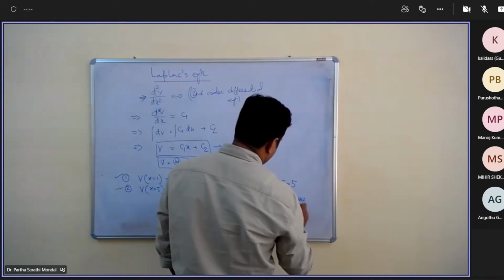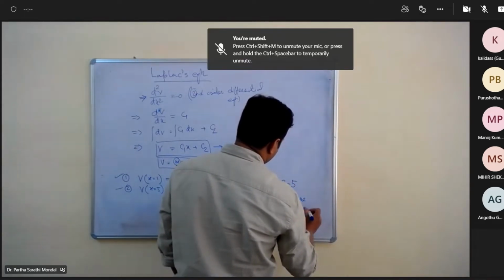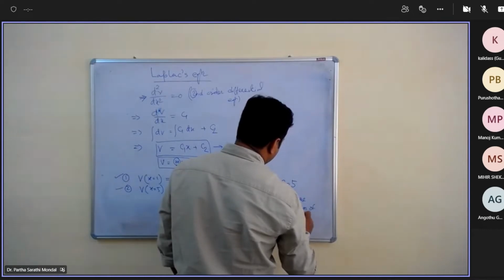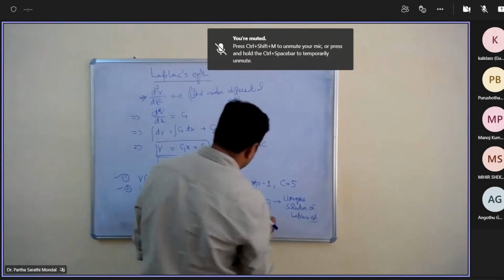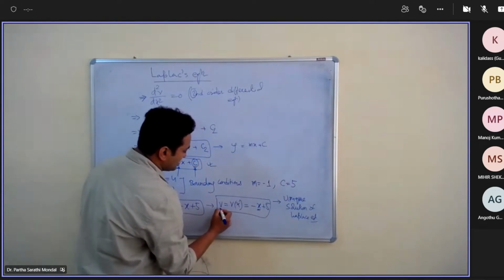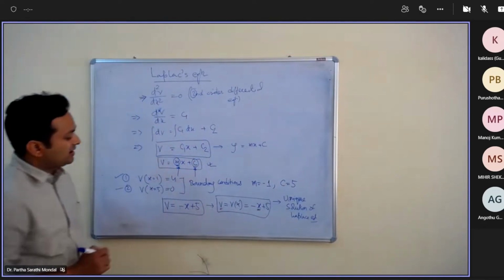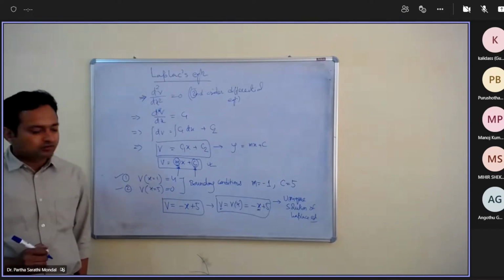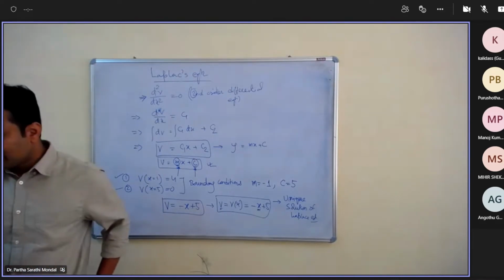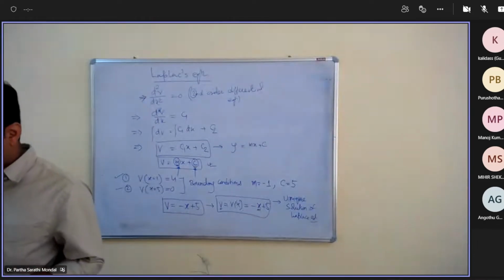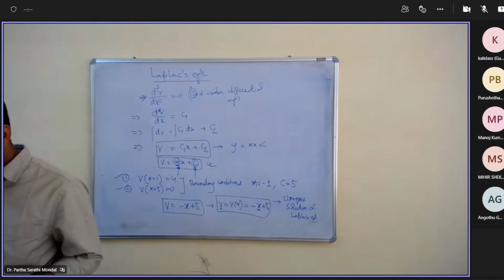Unique solution of Laplace. Why is it unique? Because for each value of x, you will get one unique value of v. That is why it's a unique solution. Okay, that's fine, right? Do you understand what I am saying? Yes, sir. Okay, it should be clear.